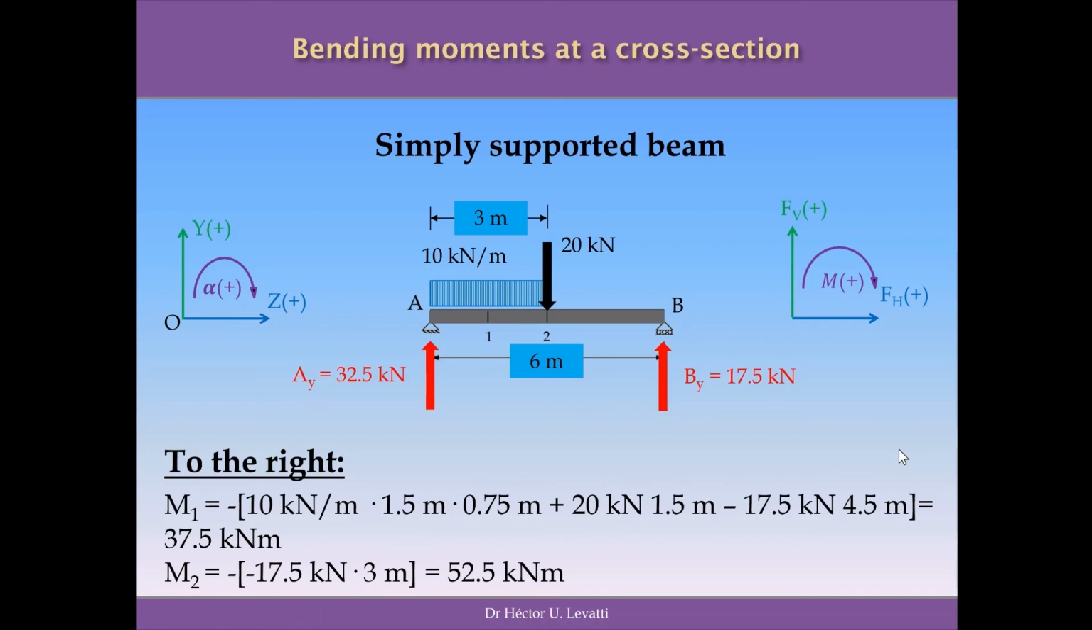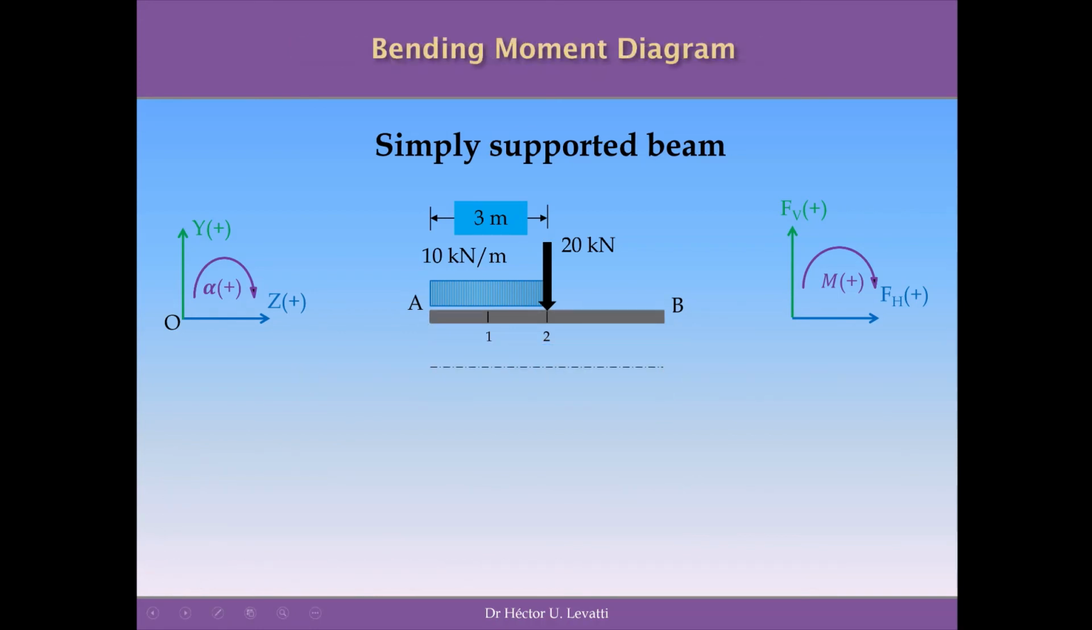So we have all the values we need to sketch the bending moment diagram. This is what we are going to do now. In the first place, I will sketch this line here, which will be the reference for my bending moment diagram. It's a horizontal line. Now I remember that the moments at A and B are equal to 0, so here and here the moment is equal to 0. And the moment at point 1, at cross section 1, is 37.5 kilonewton meters based on my previous calculations.